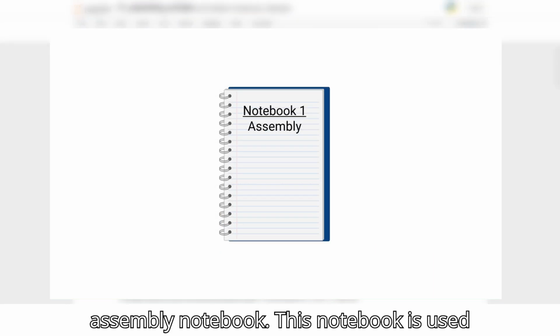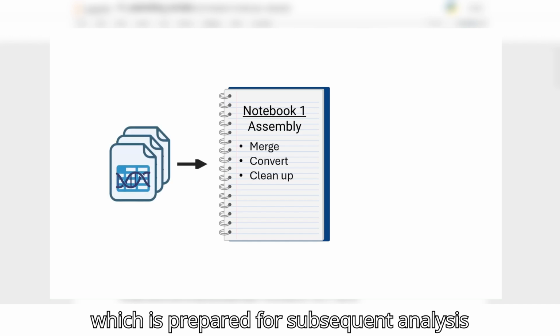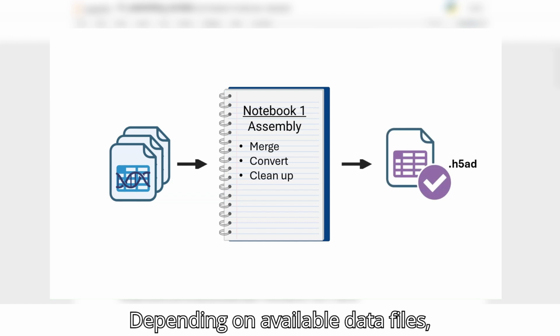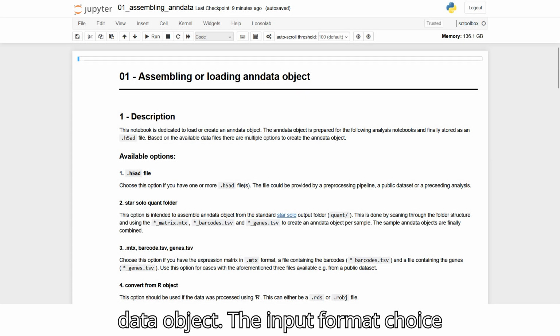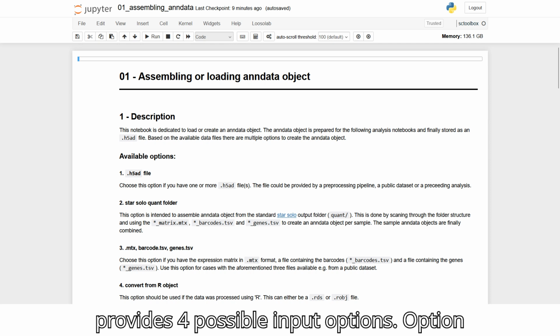This notebook is used to load or create an AnnData object, which is prepared for subsequent analysis notebooks and saved as an .h5ad file. Depending on available data files, multiple options exist to create the data object. The input format choice depends on your data source and pre-processing pipeline. The notebook provides 4 possible input options.